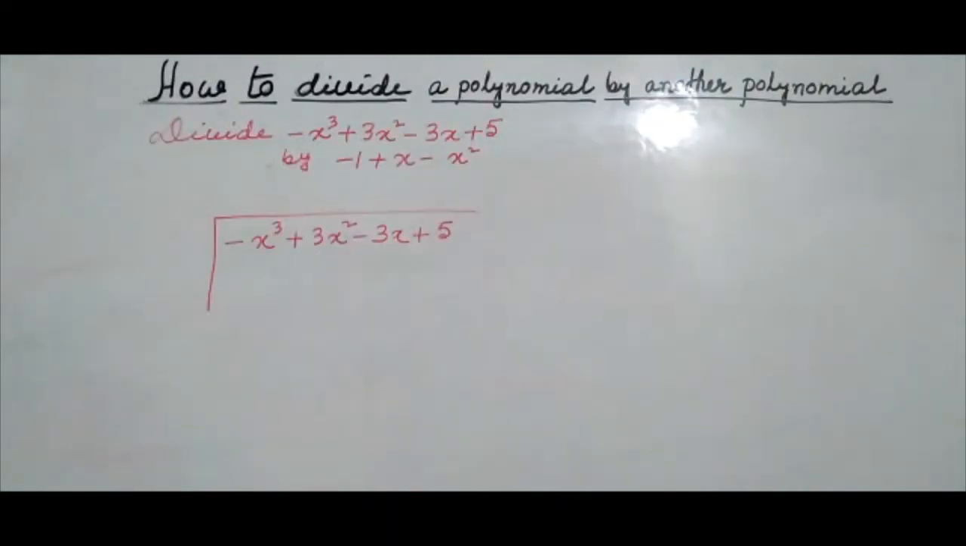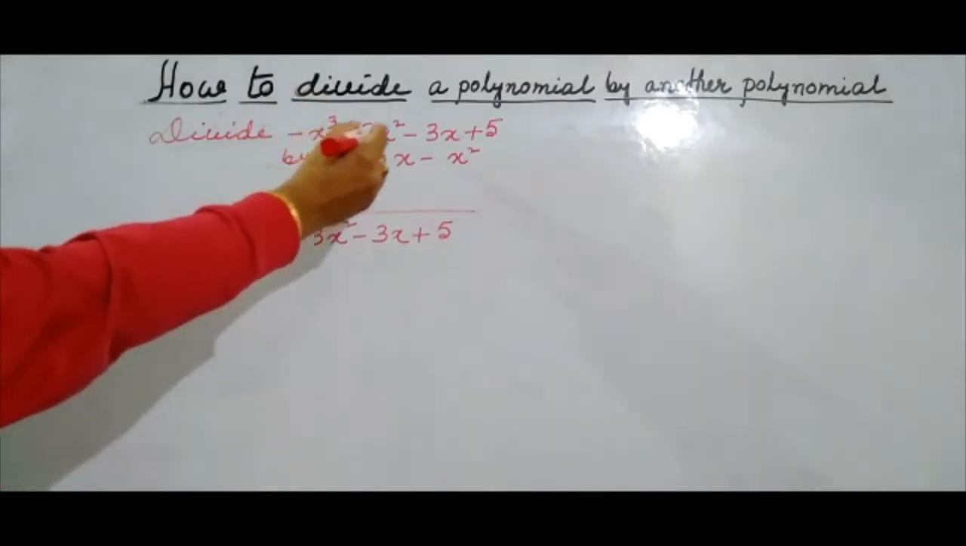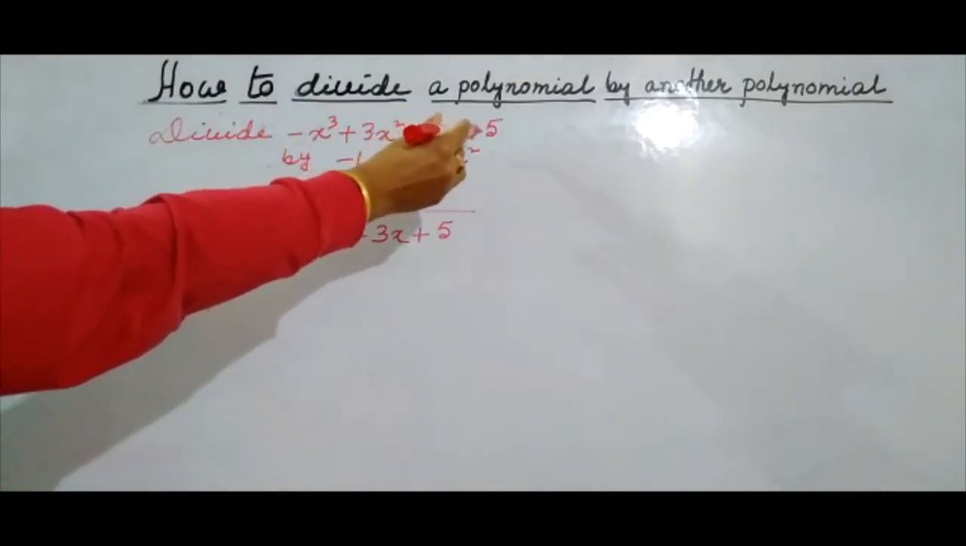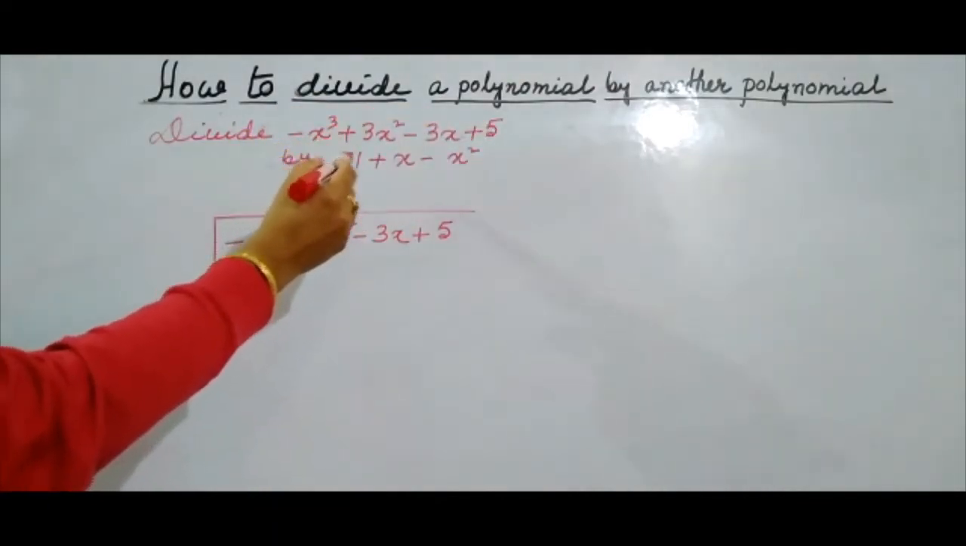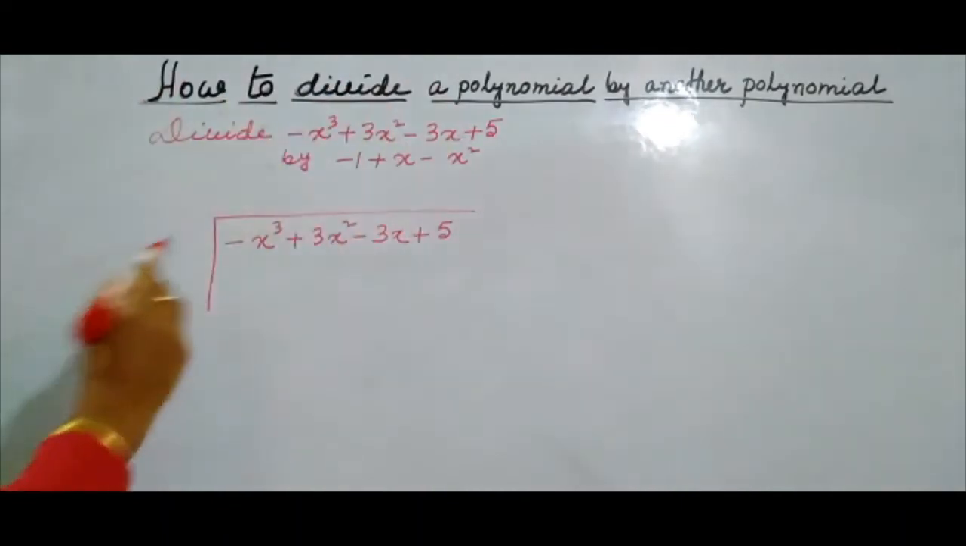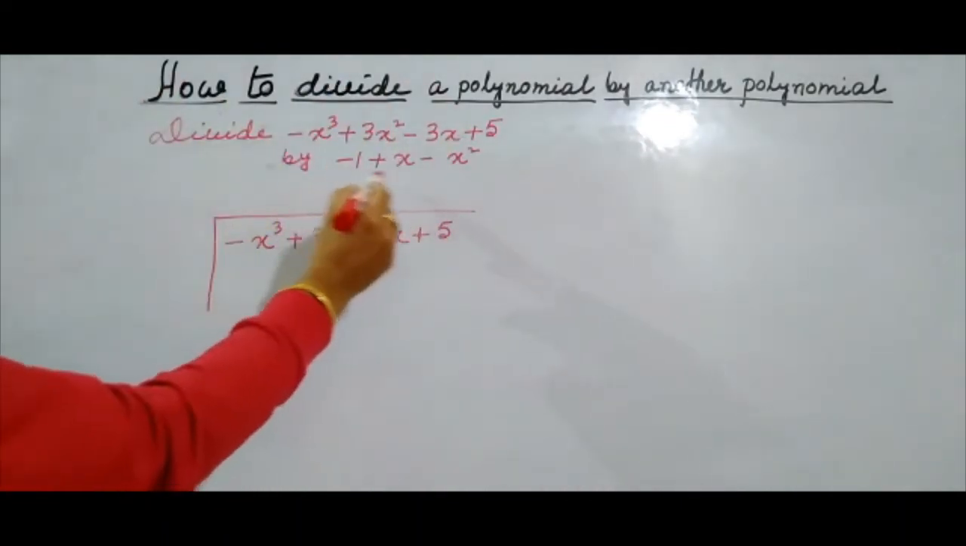Let us take one more. Divide minus x cube plus thrice x square minus thrice x plus 5 by minus 1 plus x minus x square. So this is dividend here and this is the divisor.